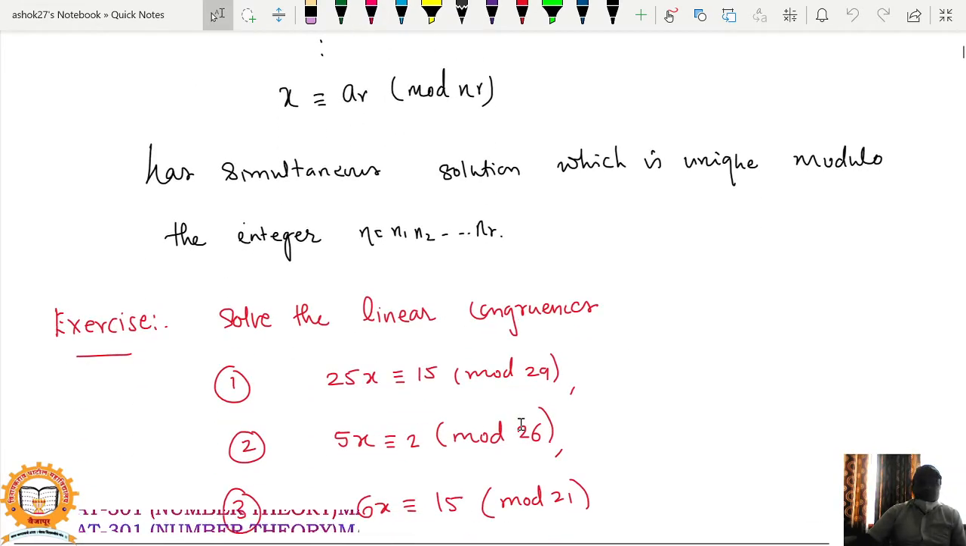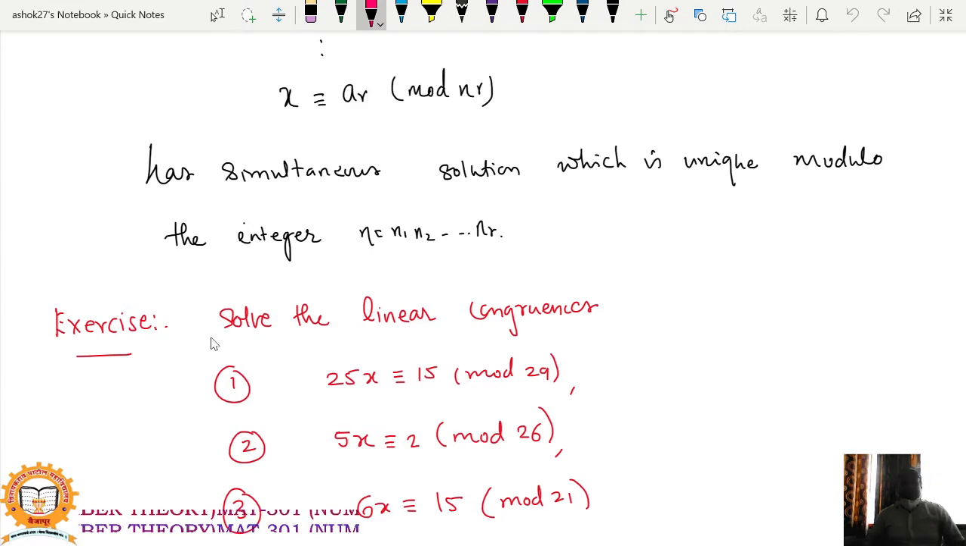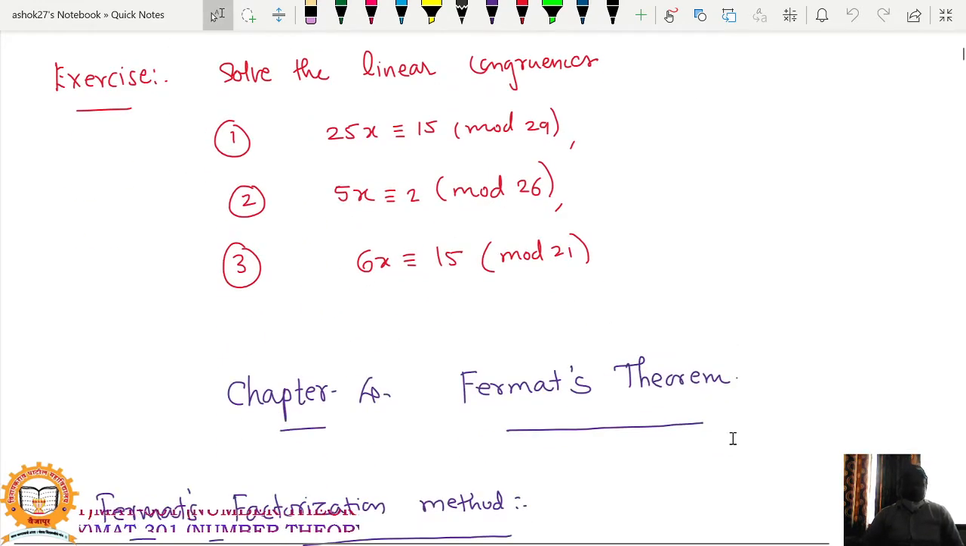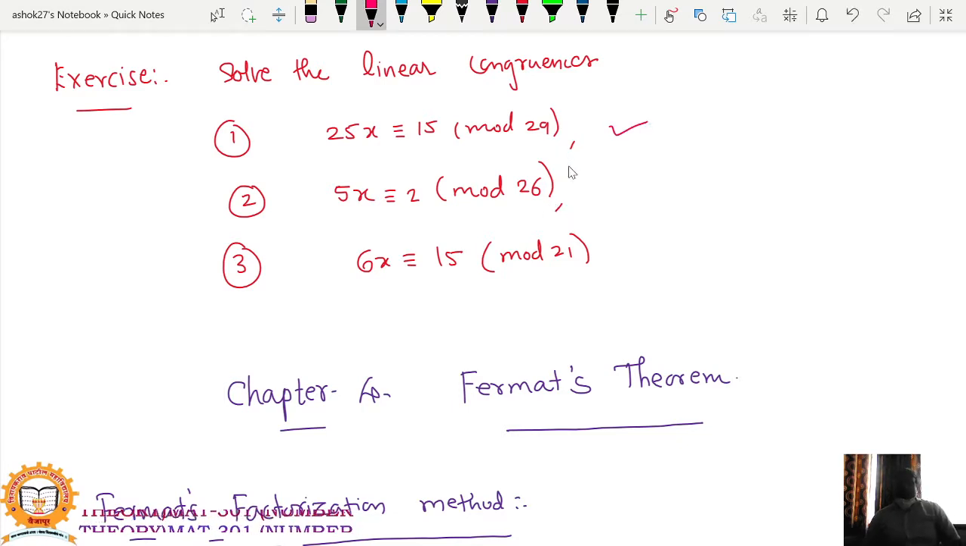Its proof is there, but we skip it. You can do these examples at home. You can solve this linear congruence 25x congruent to 15 modulo 29. Already we have seen this method. First you have to find the GCD of 25 and 29. If it divides 15, then this linear congruence has a solution. If it does not divide, then this linear congruence has no solution. You can use that theory and solve these three examples at home.